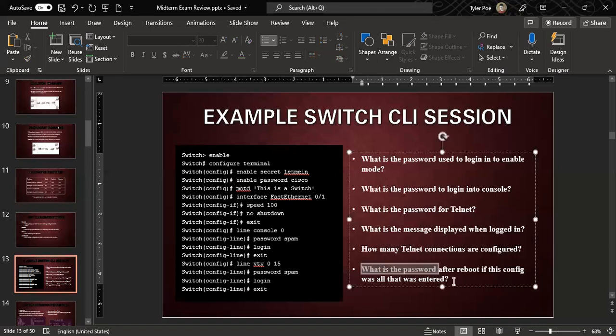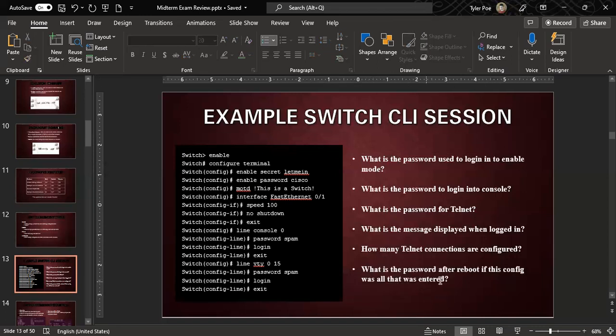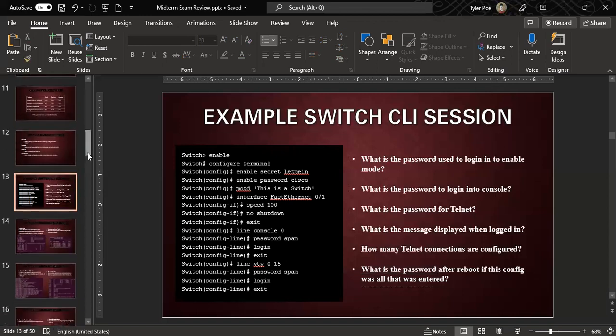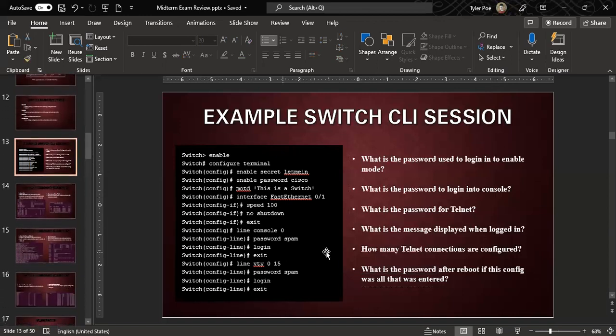So here's admittedly a bit of a trick question. So what is the password, any password, after rebooting this console, if this was everything that was entered and the switch was turned off? There wouldn't be a password. Very good. Why is that? It wasn't saved to the start config. Very good. So yeah, that's a trick question you could end up with in the exam. I think you already got that in test one, but just to let you know that could happen. You could get a very similar question again.